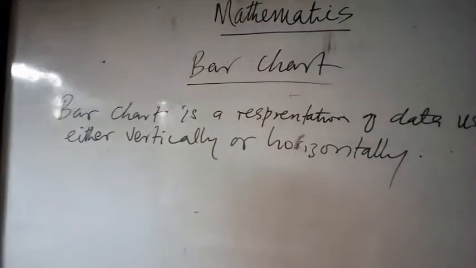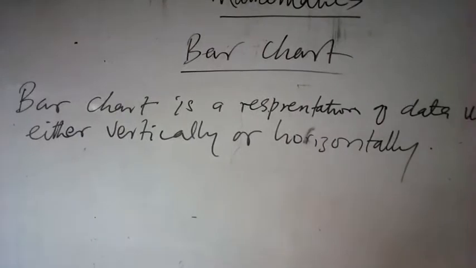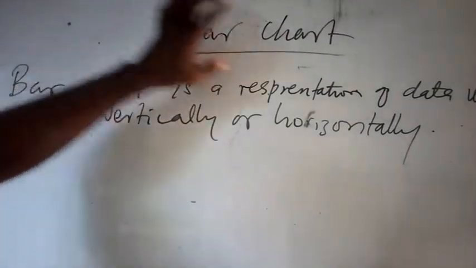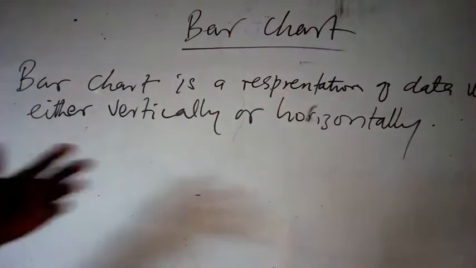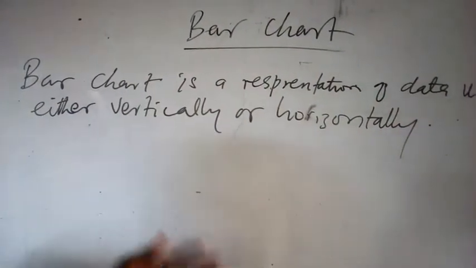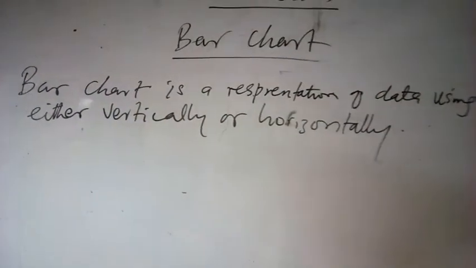Data presentation. We talk about pie chart, pictogram, frequency table. Now we want to look at the bar chart. We said that bar chart is a presentation of data using bars. It may be vertical bars and or horizontal.